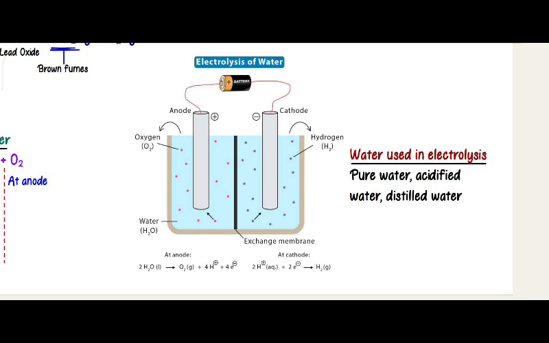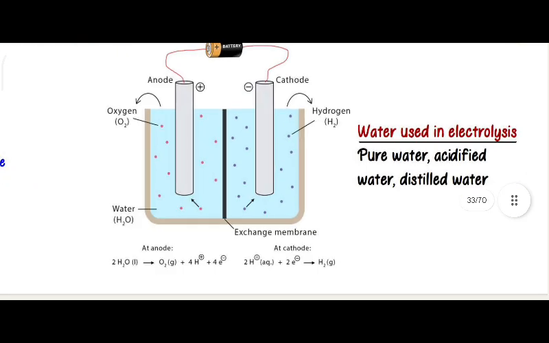and an exchange membrane. At the anode, 2H2O in liquid form gives O2 oxygen gas plus 4 hydronium ions and 4 electrons. At the cathode, 2 hydronium ions aqueous plus 2 electrons gives H2 gas. Water used in electrolysis: pure water, acidified water, distilled water.